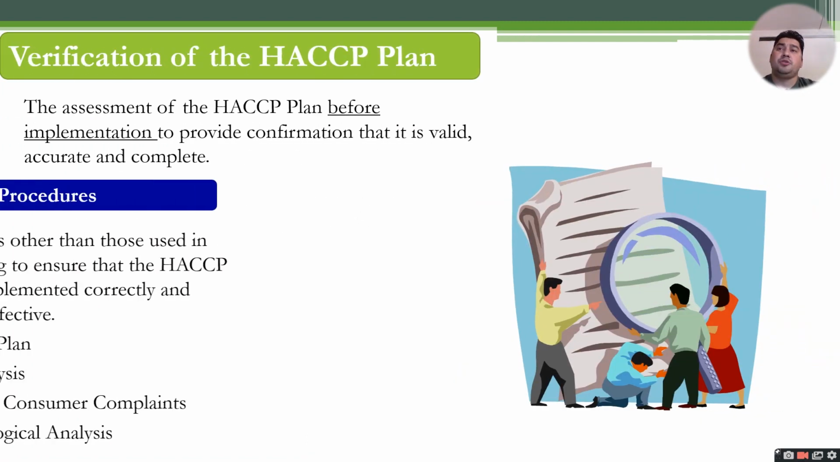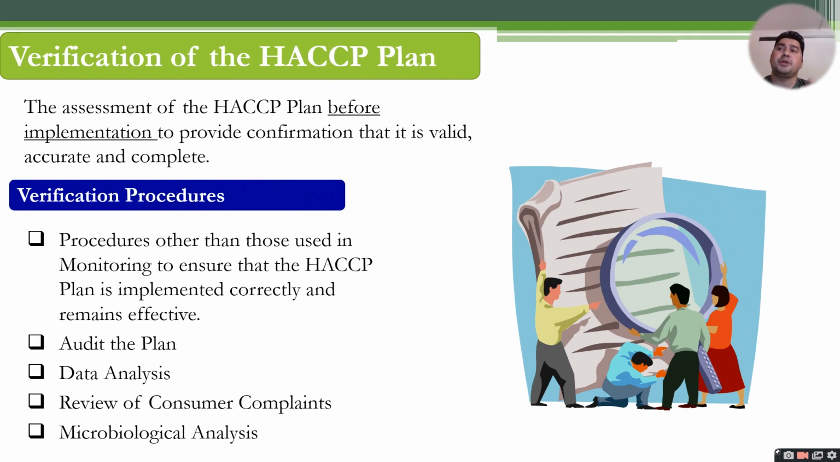Verification of the HACCP plan. This is the most important thing that you have to do during the audit. You have to verify the HACCP plan. It is the assessment of the HACCP plan before implementation to provide confirmation that it is valid, accurate, and complete. Verification procedure, how you can verify: procedures other than those used in monitoring, to ensure that the HACCP plan is implemented correctly and remains effective.